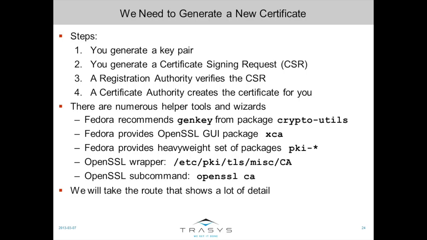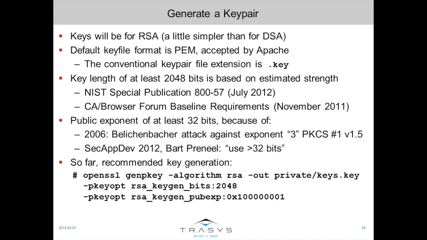We're going to stick with OpenSSL, even though there are numerous tools, a couple available in Fedora. Java has its own keytool which can do this. OpenSSL has a constellation of scripts around it, all at different levels of granularity. But we're going to take the command line route, which will teach us the most. For generating a key pair, by default, I think it's DSA, but the process for generating a key pair for the RSA algorithm is simpler, so we'll do that.